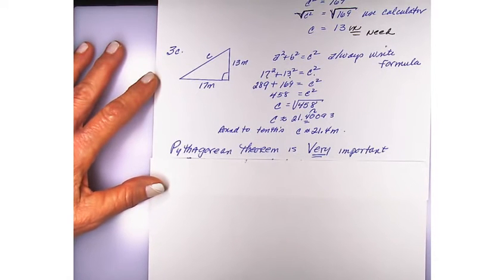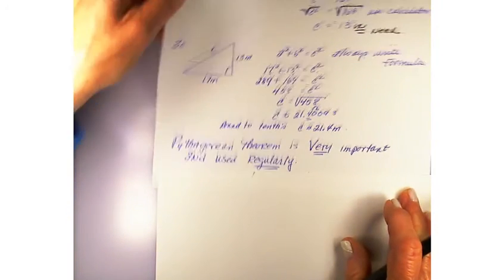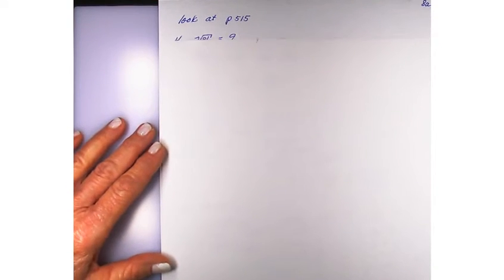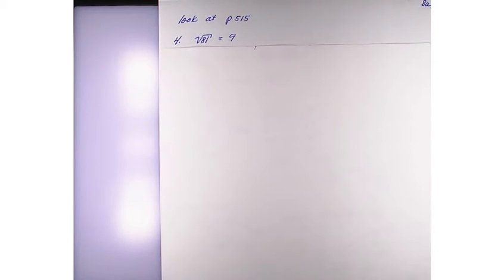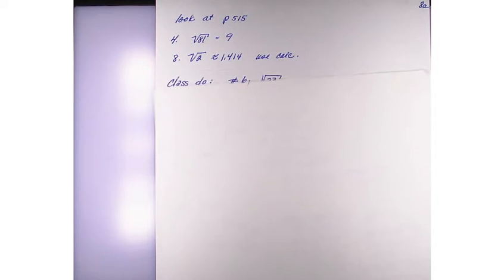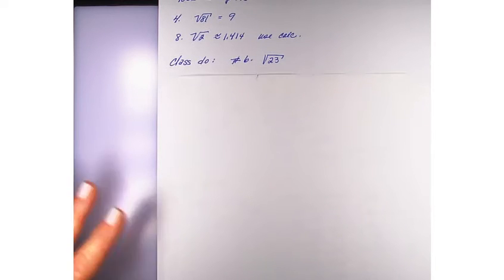Pythagorean theorem is very important to us, and it is used regularly. Just think about all the applications of a triangle and having to find sides and heights and everything, especially in construction. Looking at page 515, you would do number 4, and I know that all of you know the square root of 81 is 9, but I don't expect you to know the square root of 2. It is 1.414. You had to put that into your calculator and get that.